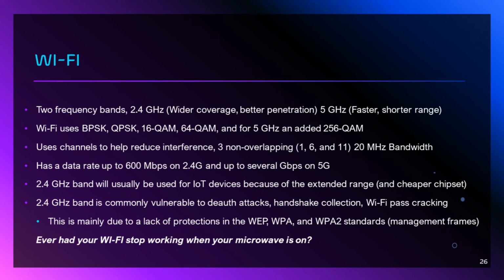So again, the 2.4G network band will be used mainly for your IoT devices because of this longer range. Now, I don't think that's the primary reason. It's probably because the chipset is cheaper, and they are vulnerable to attacks. So a lot of them can be taken down with deauthentication attacks, and that's management frame stuff. Handshake collection can be used to grab the handshake, and I think it'll be too much to go into the 4-step or 4-part handshake for Wi-Fi. That's a whole topic on its own.